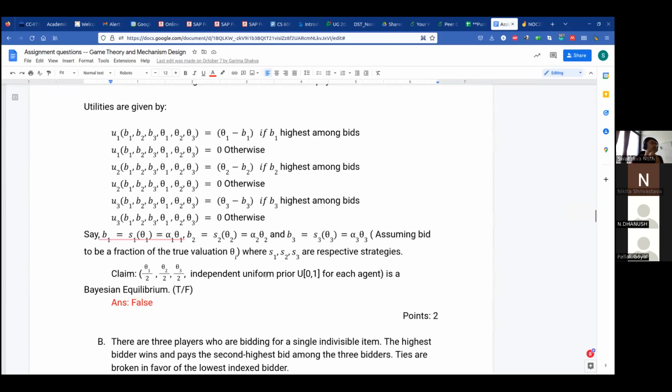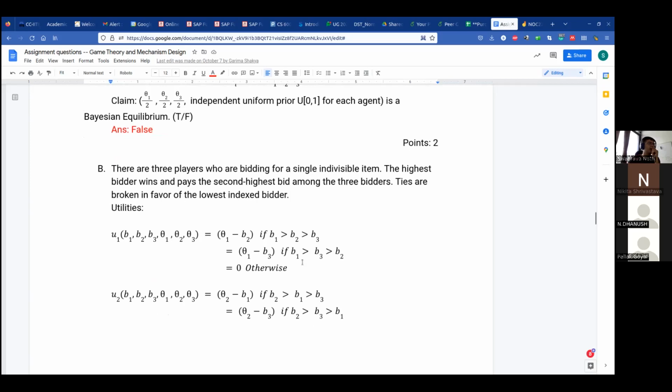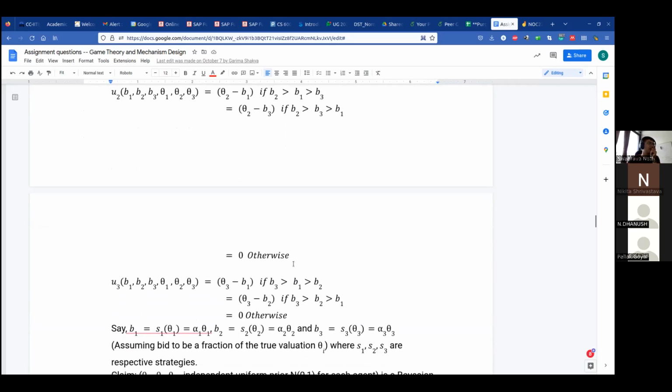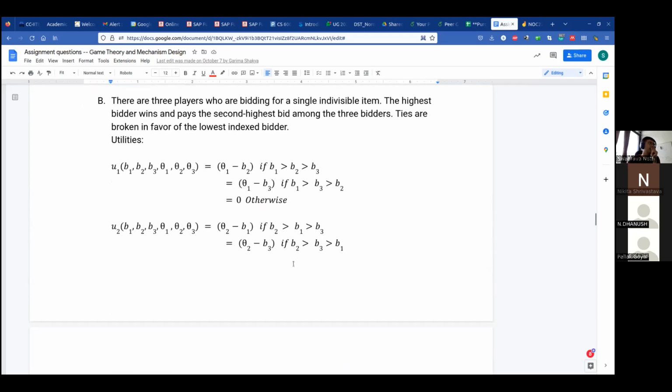The part B says there are 3 players who are bidding for a single indivisible item. The highest bidder wins and pays the second highest bid. Ties are broken in favor of the lowest indexed bidder. Utilities are the second highest bid. So this is essentially a second price auction.